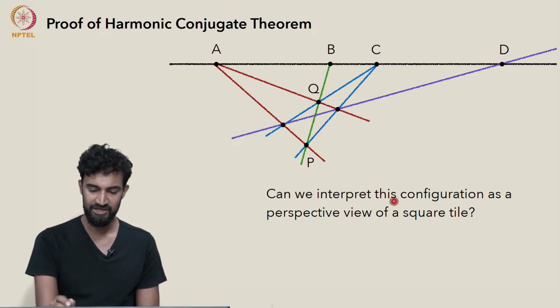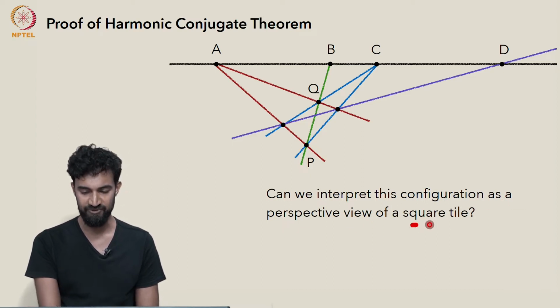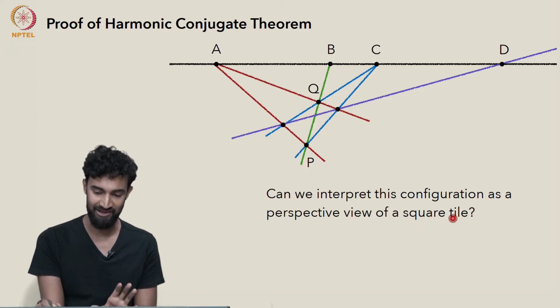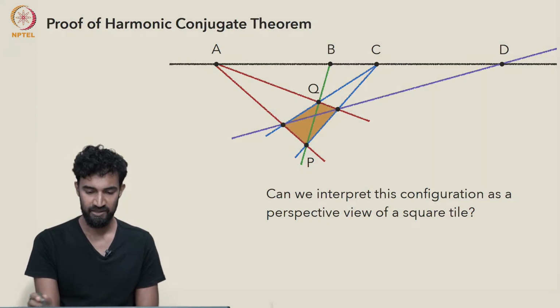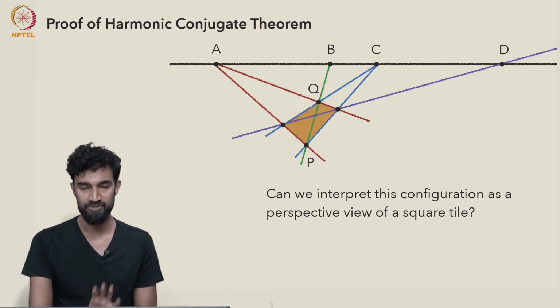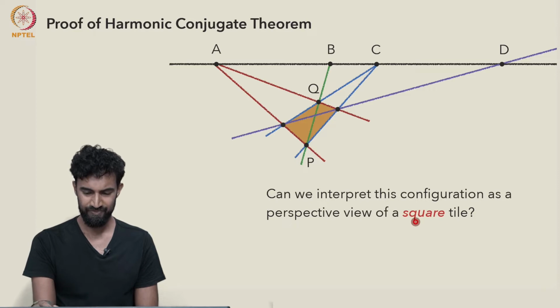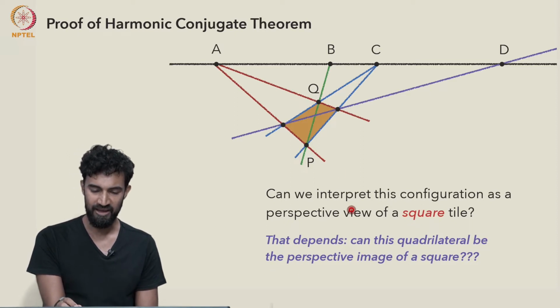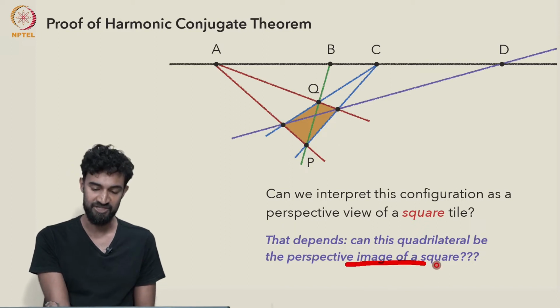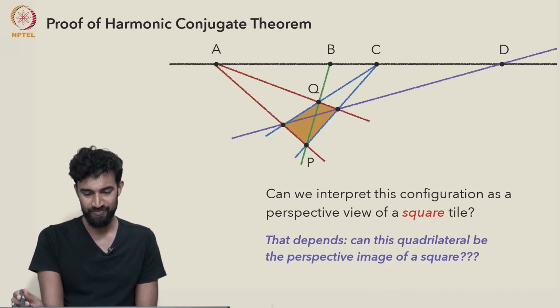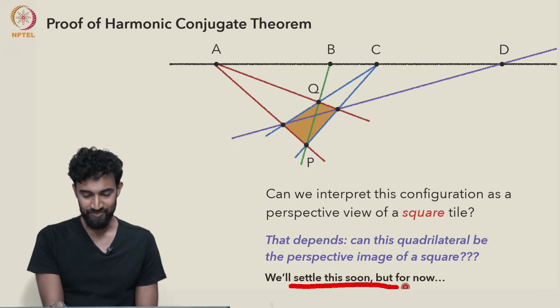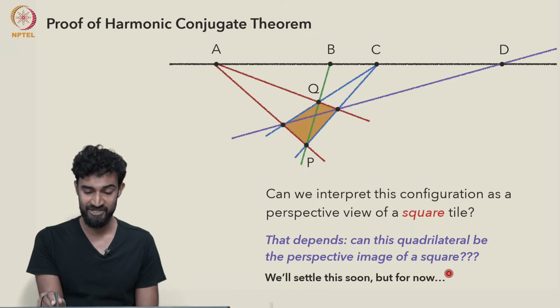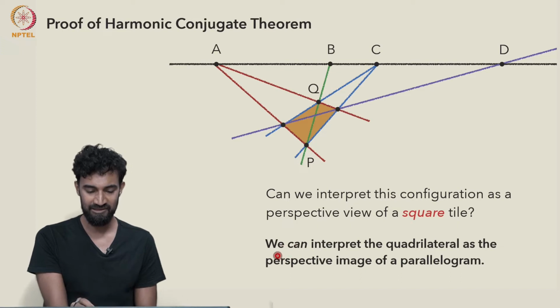So can we interpret this configuration as a perspective view of a square tiling, a single square tile, namely this tile here? Could this be a perspective view of a square? Well, it's hard to say. We haven't really investigated or figured out whether any old quadrilateral could be the perspective image of a square. A square is kind of special. And we'll look into that soon. But for now, let's not get into that. Let's not make any assumptions that are not so easy to back up. Instead, let's be a little more conservative.